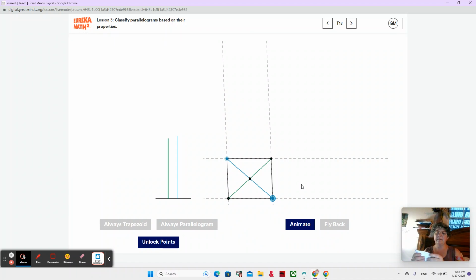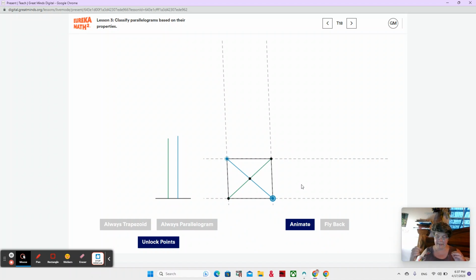Is my parallelogram symmetrical? Oh, not really, right? It looks like it would be, but when I fold it in half, it doesn't exactly line up. I'm not sure if you can see that. See the edge over top? It's not exact.